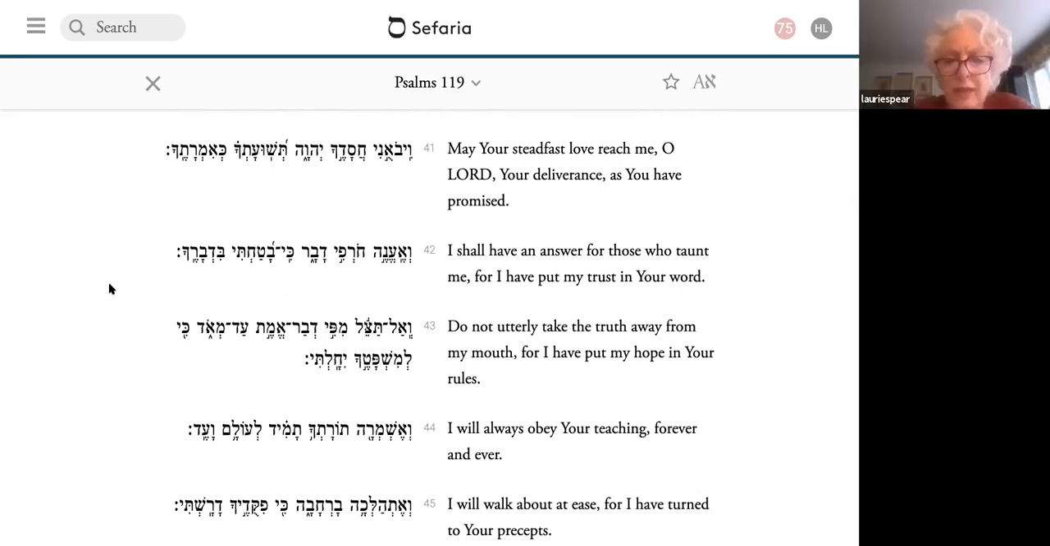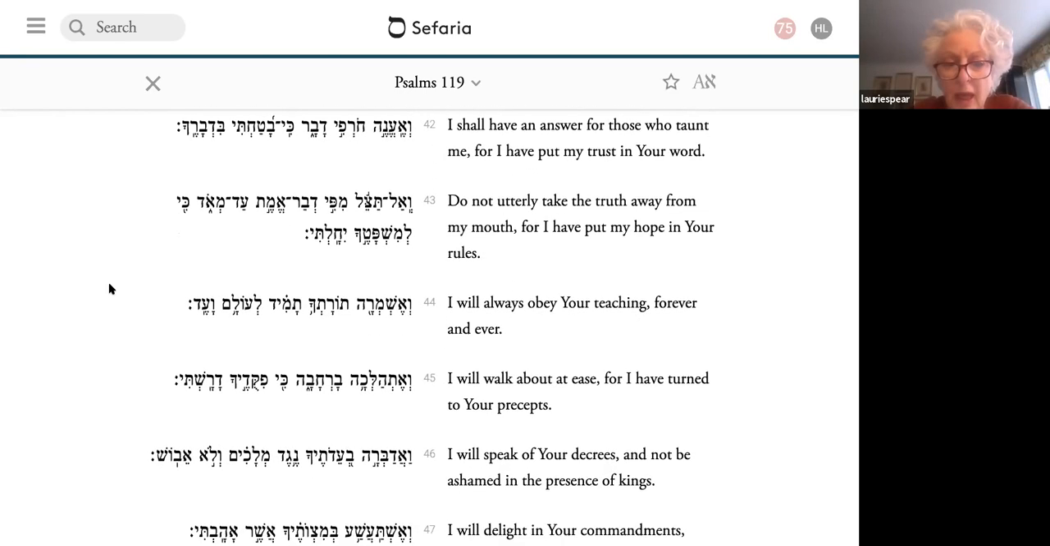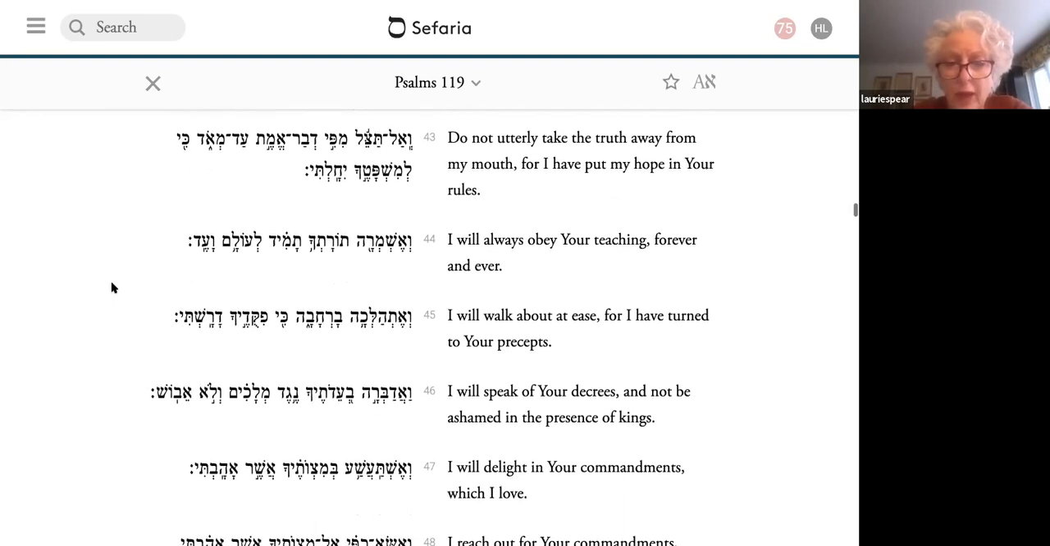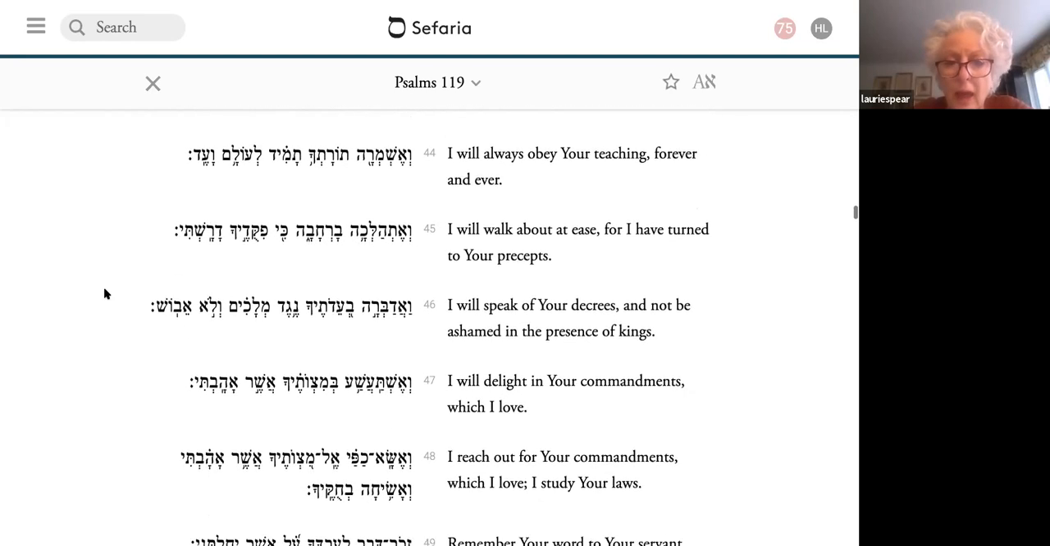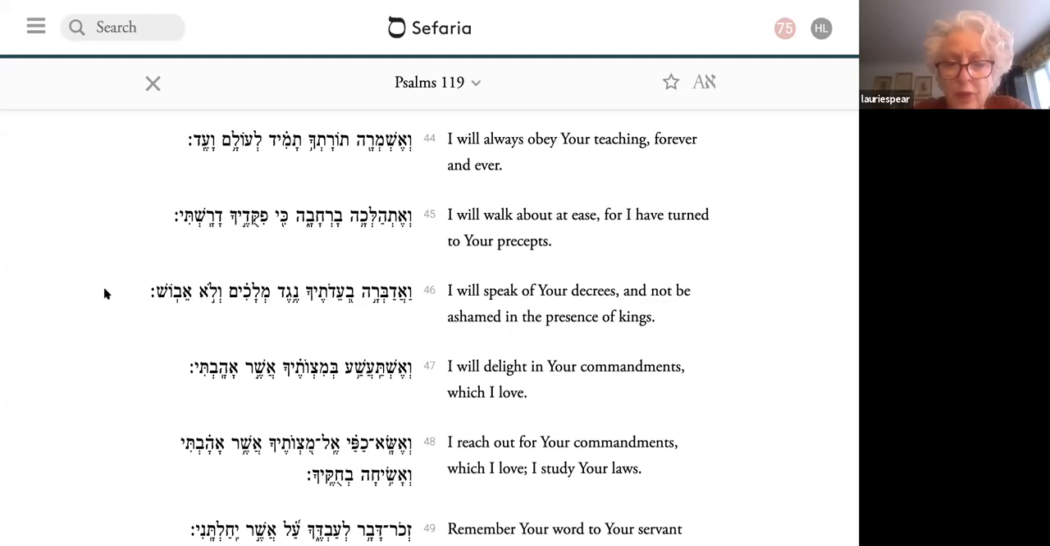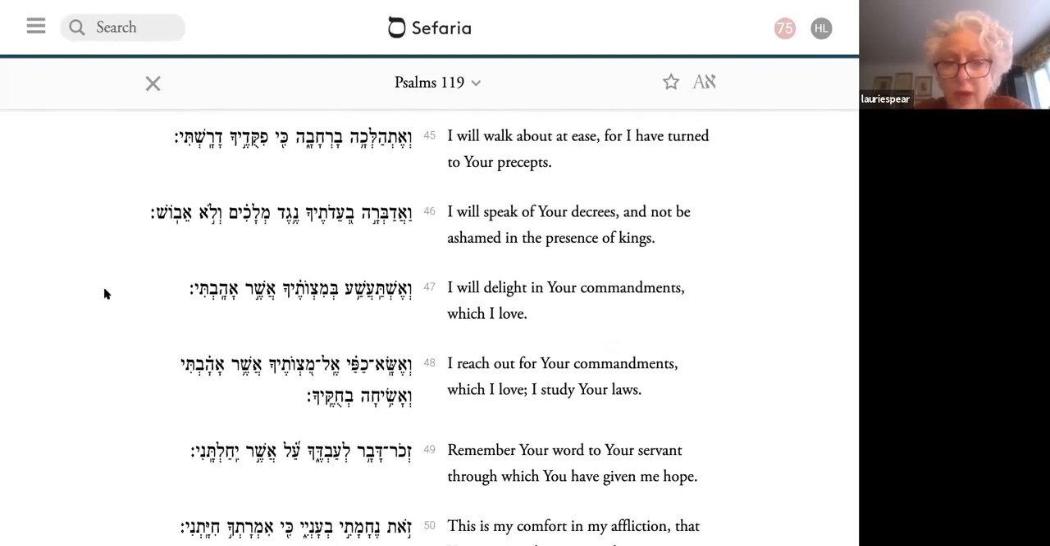May your steadfast love reach me, O Lord, your deliverance as you have promised. I shall have an answer for those who taunt me, for I have put my trust in your word. Do not utterly take the truth away from my mouth, for I have put my hope in your rules. I will always obey your teaching forever and ever. I will walk at ease, for I have turned to your precepts.